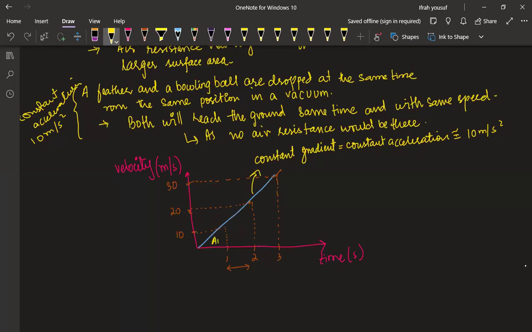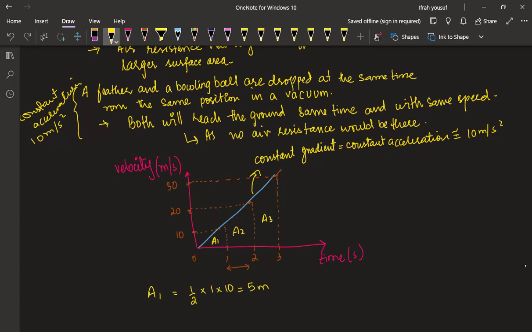If I say this is A1, this is A2, and this is A3, that is area 1, area 2, and area 3, these areas are telling the distance the body has covered. So area 1 is going to be how much? From 0 to 1, this is the base, and the height is 10. So half times base times height is half times 10, so the answer would be 5 meter. Can I say this? Yeah.